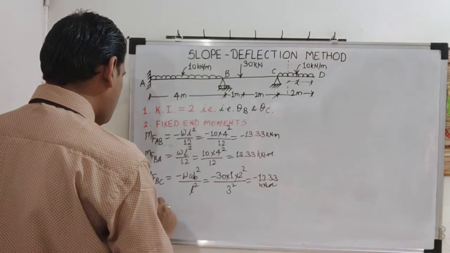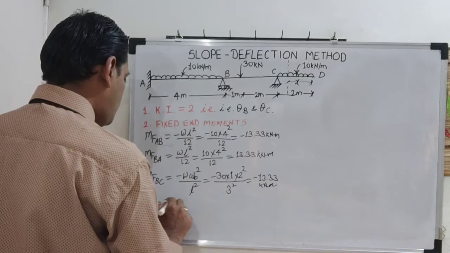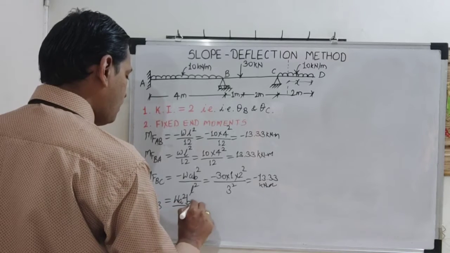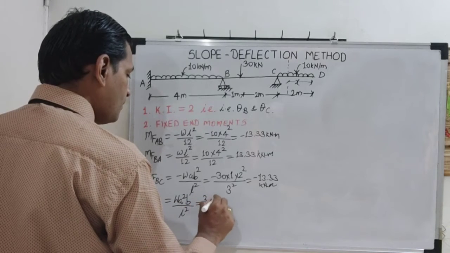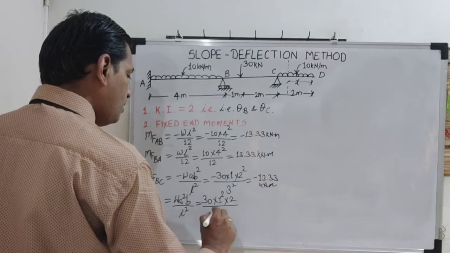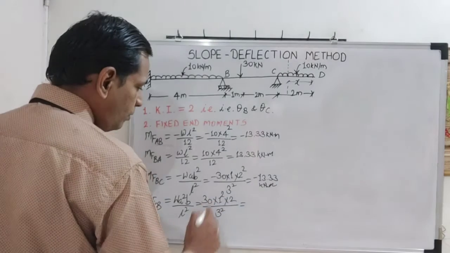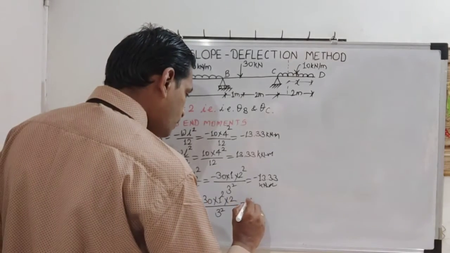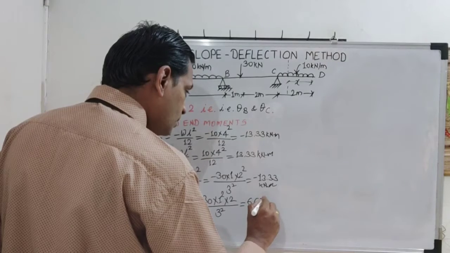Next is MFCB. The equation is W a square b upon L square with a plus sign. So plus 30 into 1 square into 2 divided by 3 square. It will be 60 divided by 9. So the answer is 6.67 kilonewton meter.